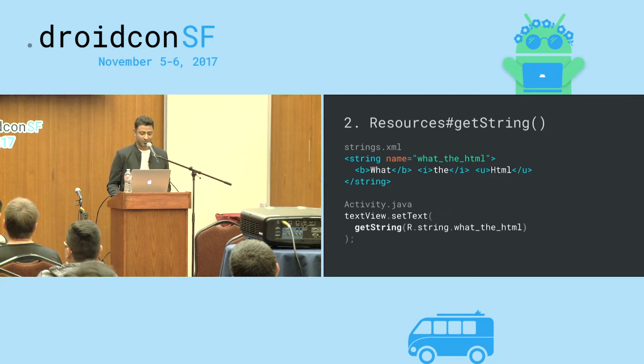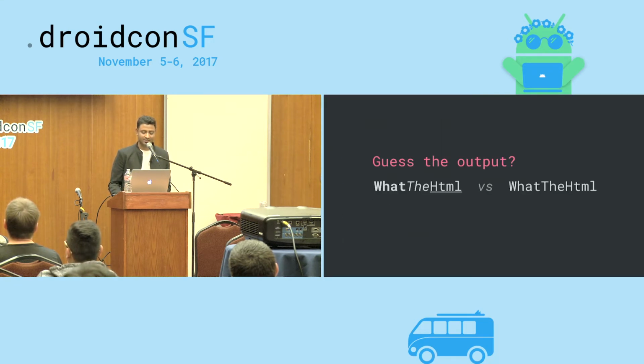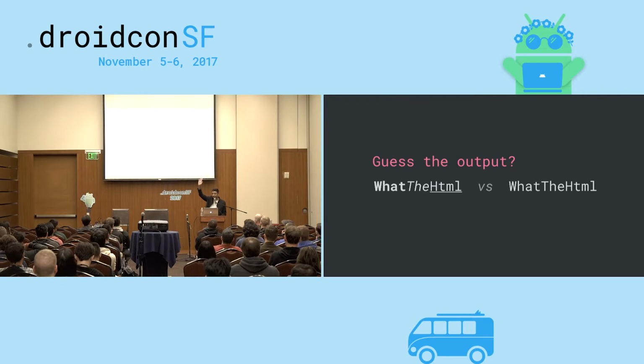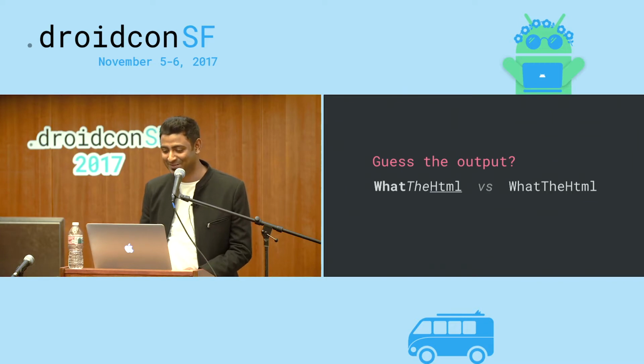Now, what if we use getString instead of directly passing the resource ID to setText? Do you think that the HTML styling will show up this time? Show of hands for left, please. The left option? No one? I'm guessing everyone is voting for the right option then. Okay, you are correct this time.